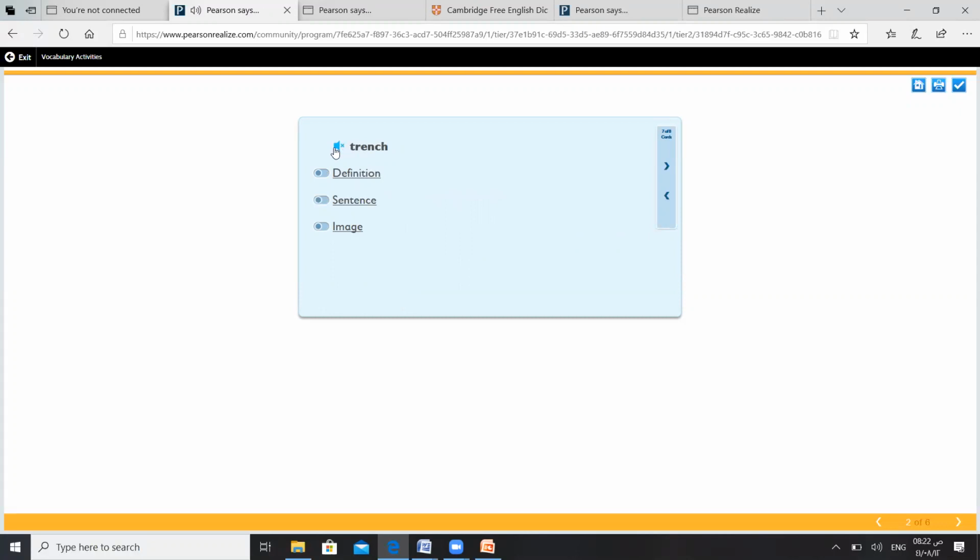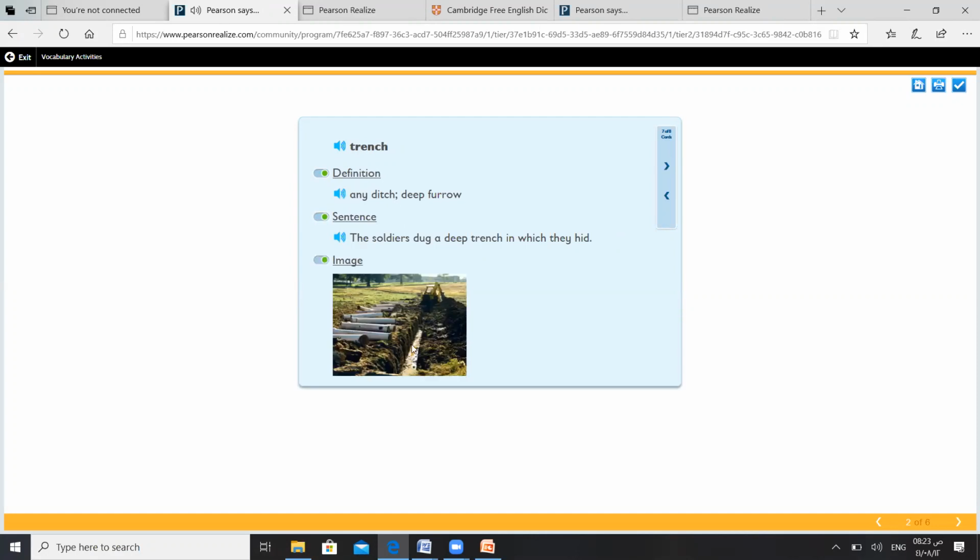Trench. What do I mean by trench? The meaning of trench is any ditch, a deep furrow. What do I mean by ditch? Look at the picture. Can you see this part where they dig here? This is the ditch. Ditch or trench. So the meaning of trench is a ditch.